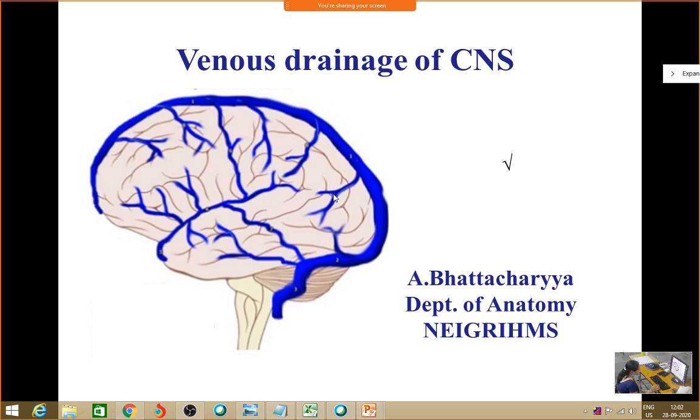The venous drainage of the central nervous system. Okay, so venous drainage, you can see the brain. What are the parts of the brain? The cerebrum and the cerebellum, and then what is there? The brain stem. So these three parts form the brain, and the central nervous system is the brain and the spinal cord. Below the brain stem is the spinal cord.